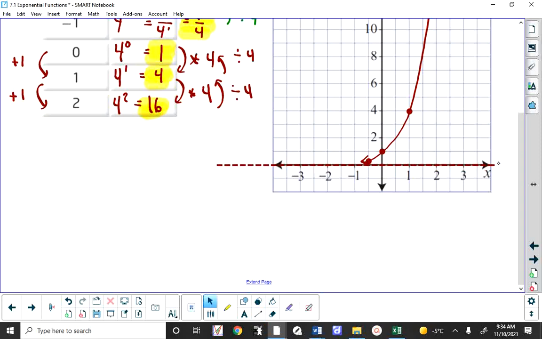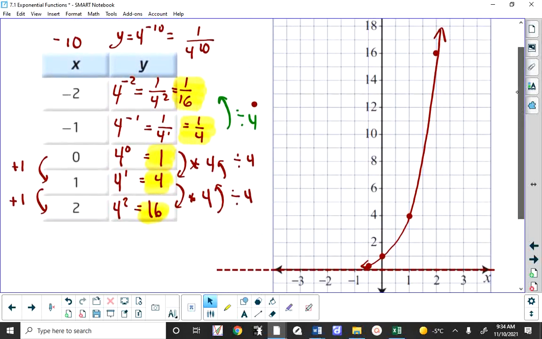And that's what the graph looks like. This is what 4 to the x looks like. It increases more rapidly the further you go. It's not like a parabola that just keeps getting bigger and bigger. It gets bigger and bigger by a bigger and bigger amount all the time.